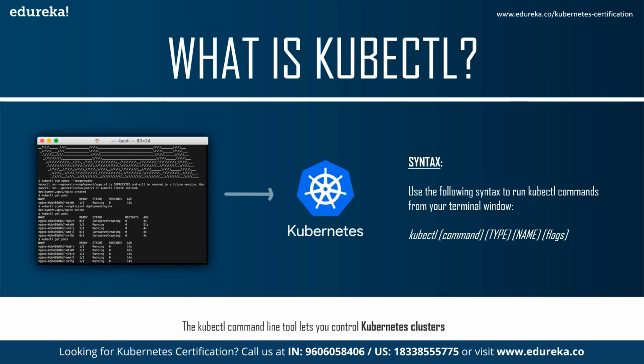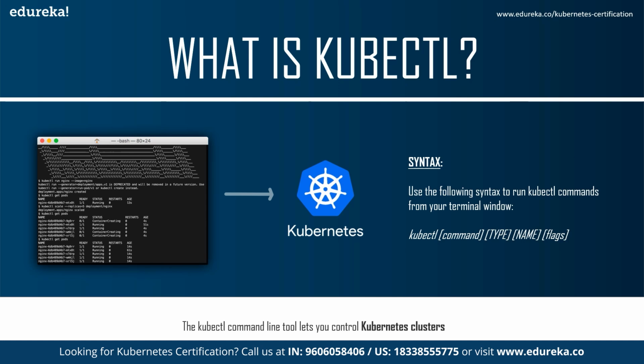Name, on the other hand, specifies the name of the resource. Names are case sensitive. If the name is omitted, details for all the resources are displayed. For example, kubectl get pods will give you an overview of all the pods that are running on your cluster. When performing an operation on multiple resources, you can specify each resource by type and name, or specify one or more files.